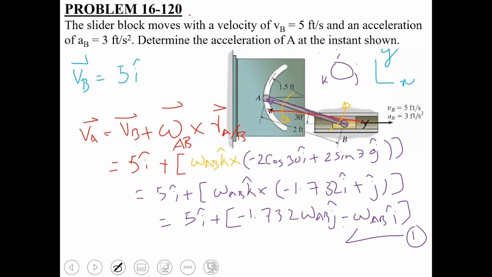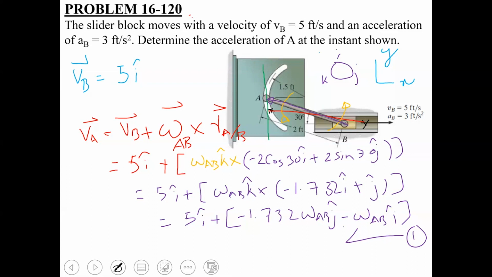What about the left hand side of this equation? It represents the absolute velocity of point A. Since point A is constrained to move within a circular slot having a radius of 1.5 feet, whenever a particle or a rigid body is moving in a circular path, what should be the direction of velocity? Tangent to the circle. So for this instant, what is the line which is tangent to the circle? The vertical axis.